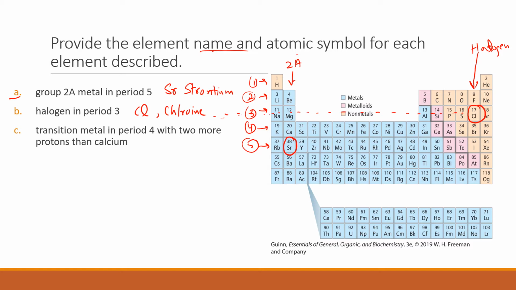The last problem is transition metal in period 4 with 2 more protons than calcium. So 2 more protons means its atomic number is 2 more than calcium. So calcium is number 20. So 2 more than calcium means 22. So 22 is this one. So the answer is titanium. Ti is the symbol.